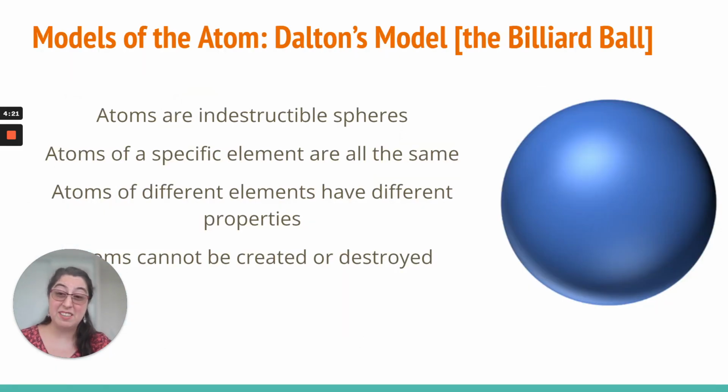Dalton basically said atoms are spheres. They can't be destroyed, and different elements will look different. So for example, all the atoms of oxygen would look exactly the same, but all the atoms of nitrogen would look different from the oxygen atoms. And he said that atoms can't be created or destroyed. He is still mostly right about everything. Not bad for the 1800s.